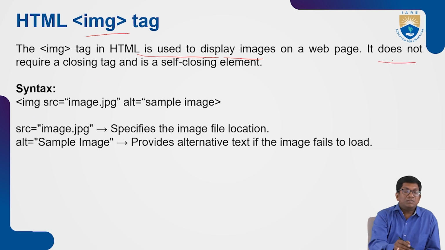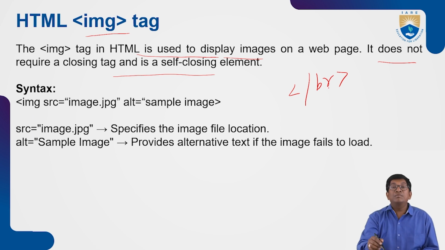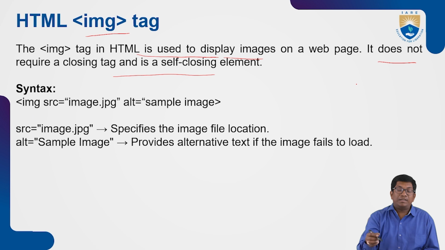It does not require a closing tag; it is a self-closing element. There are other elements like the A tag or I tag or B tag, where we need the open tag as well as the close tag. But some tags have no need of a closing tag. One example is IMG. And one more tag we have is the BR tag. In the BR tag also there is no need for a closing tag. This one is for a new line character.